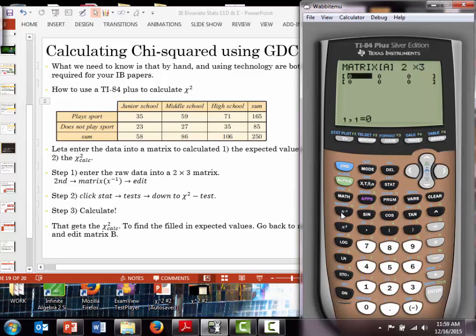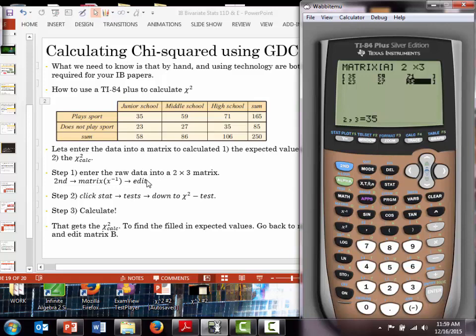Okay? And now we have all these columns here. Now we're going to enter the data within the first 2 rows and the 3 columns. So 59, 71, 35. Okay. So now that we have that information in there, which is step 1.